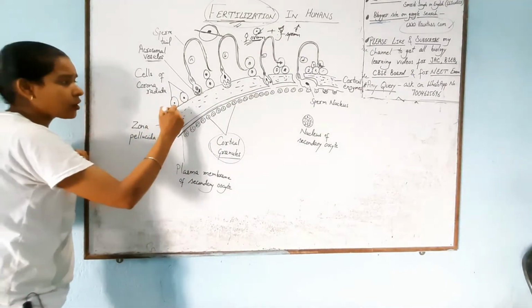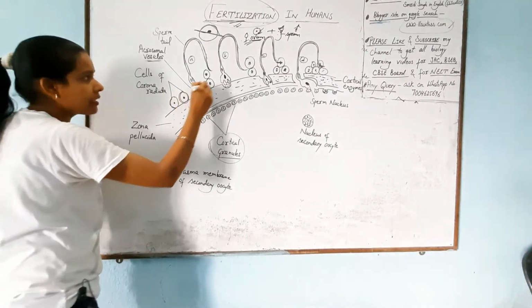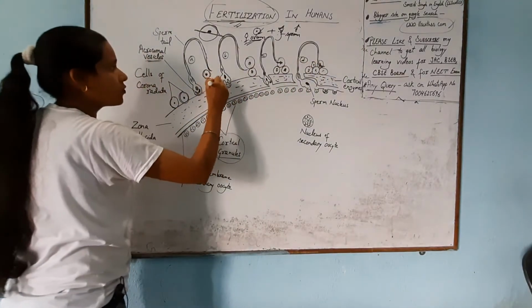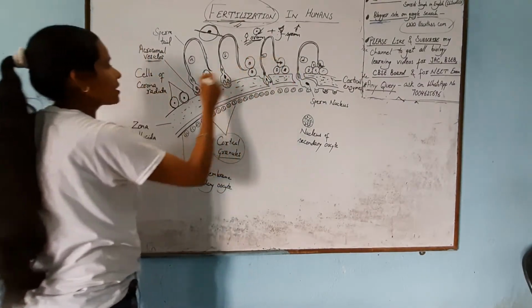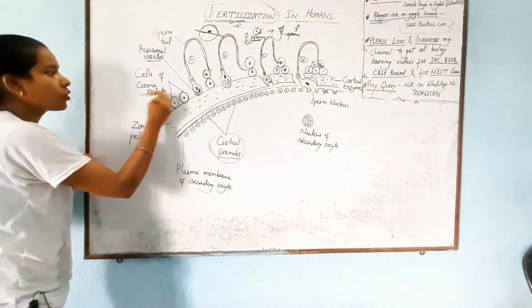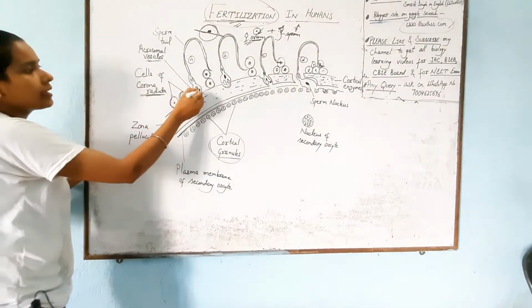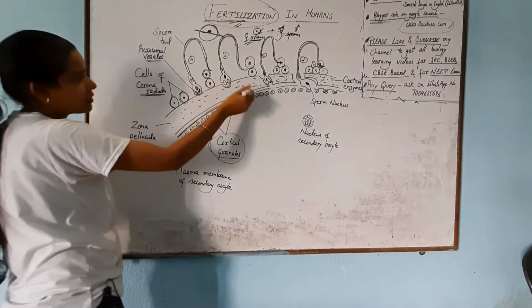Above the zona pellucida, there is another layer of cells. Just look there, all these oval-like cells over the zona pellucida are known as cells of the corona radiata. This is the acrosomal vesicle, which releases the acrosomal fluid to penetrate all these layers.